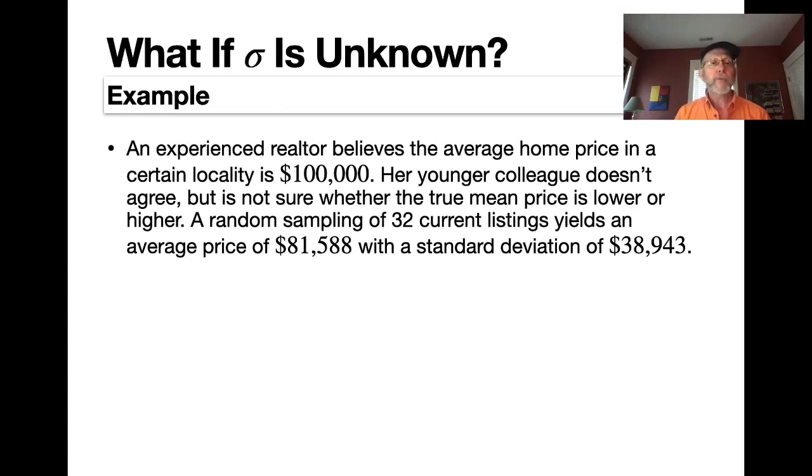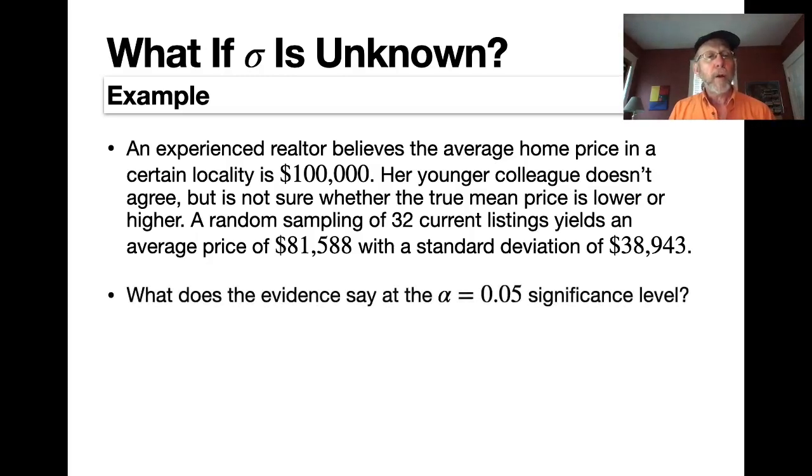Suppose that an experienced realtor believes that the average home price in a certain locality is $100,000. Her younger colleague doesn't agree, but is not sure whether the true mean price is higher or lower. A random sampling of 32 listings yields an average price of $81,588 and a standard deviation of $38,943. What does this evidence say at the alpha equal 5% significance level about the beliefs of the realtor and her colleague?